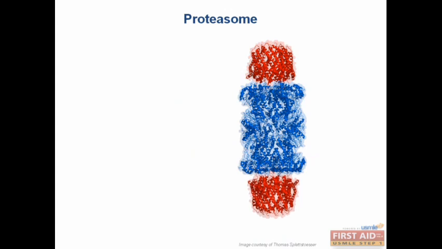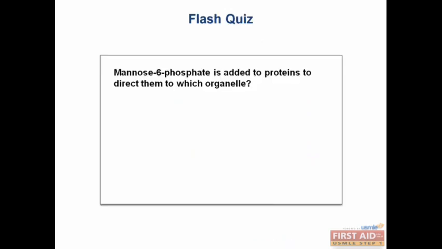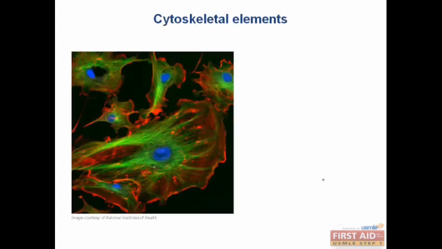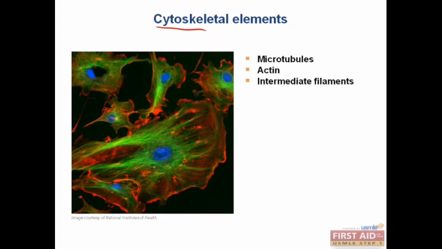For our next flash quiz, can you tell me where a protein is going to end up if mannose-6-phosphate is attached to it in the Golgi? That would be in the lysosome, and remember, if this mechanism is defective, you can have I-cell disease. Let's move on to the cytoskeleton. Do you remember the cytoskeletal elements? We've got microtubules, actin, and intermediate filaments.